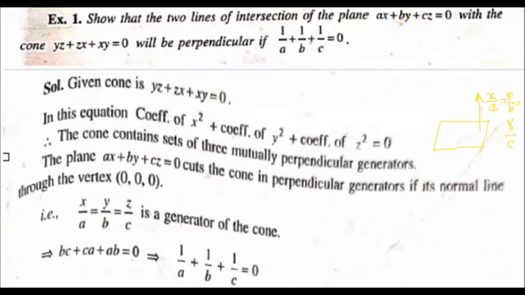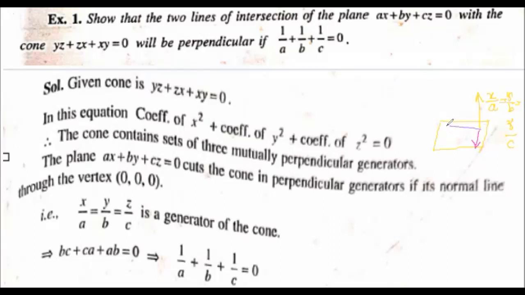x by a equal to y by b equal to z by c. Because this is also a generator, how is that particular cone? I am going to consider two more generators. Let us say this is one generator, the other one I am going to consider is another one, and this is another generator. So, like this.